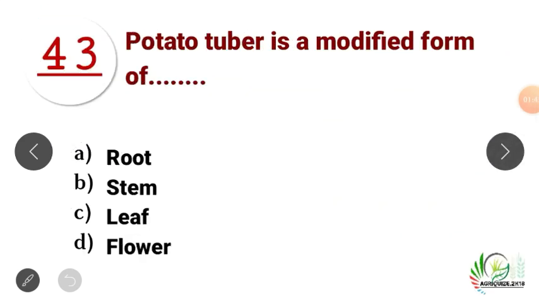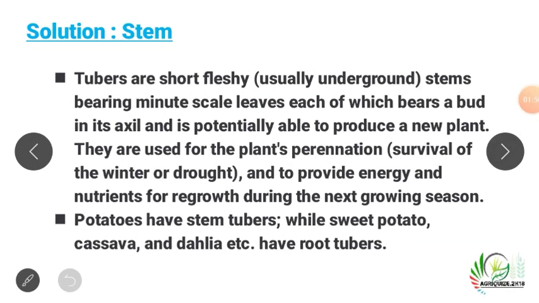Question 43. Potato tuber is a modified form of option D. Option B is correct. Stem. Potato has stem tubers, while sweet potato, cassava, dahlia, etc. have root tubers.